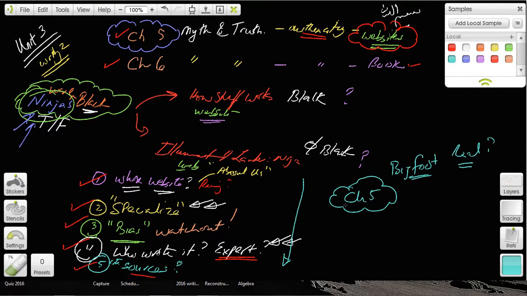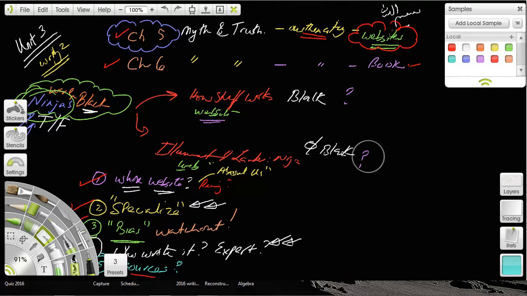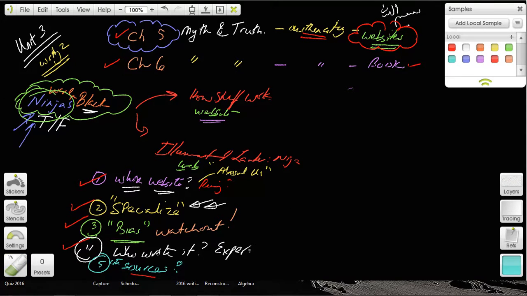Okay, now chapter 6 is not much different. It talks about the same thing but in regards to books. So I'm just going to make a little bit of room for myself over here. So chapter 6, how do you use a book?